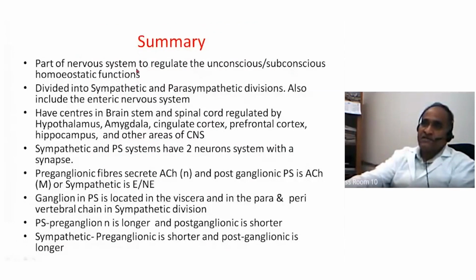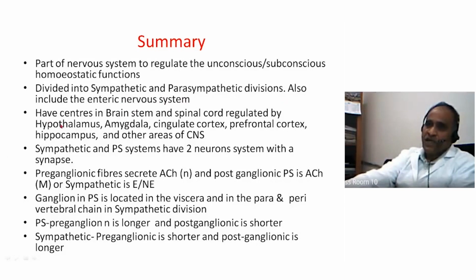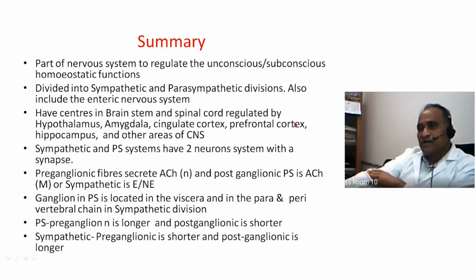The autonomic nervous system is the part of the nervous system that regulates, at an unconscious or subconscious level, all the homeostatic functions of the body. It is divided into sympathetic and parasympathetic compartments, and also includes the enteric nervous system. The autonomic nervous system has centers in the brainstem and spinal cord. I have explained the brainstem, the craniosacral and thoracolumbar outflows, regulated by the hypothalamus, amygdala, cingulate cortex, prefrontal cortex, hippocampus, and other areas of the brain.